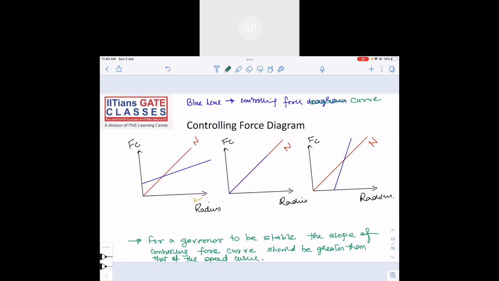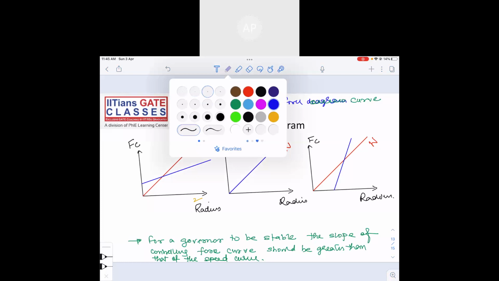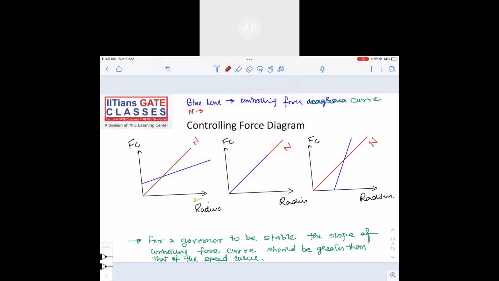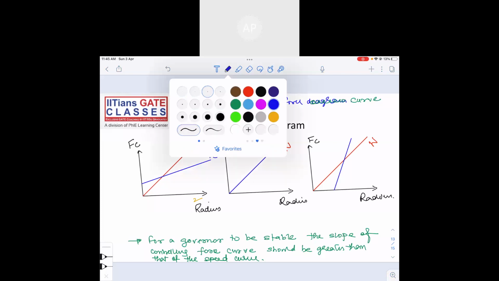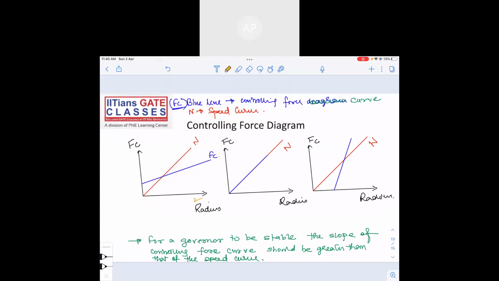Two types of questions might be asked. I'll say which one is the most common question and which one has been asked. Now look, what is the N? N, the red line, is nothing else but the speed curve, and the blue line is FC, the controlling force. Now, for a governor to be stable, the slope of the controlling force curve should be greater than that of the speed curve.